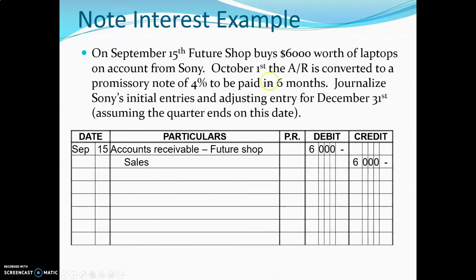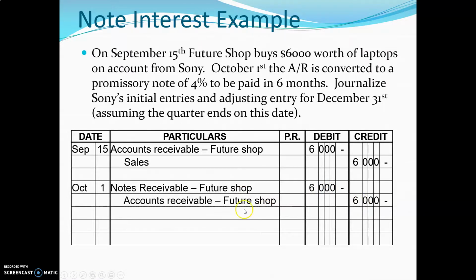Accounts receivable, FutureShop $6,000, and sales credited $6,000. But what comes next? On October 1st, we convert this into a Notes Receivable account. So we have to get rid of the accounts receivable, and we convert it into a Notes Receivable. So we're going to have Notes Receivable and Accounts Receivable, $6,000 and $6,000. The complicated part comes at the very end.